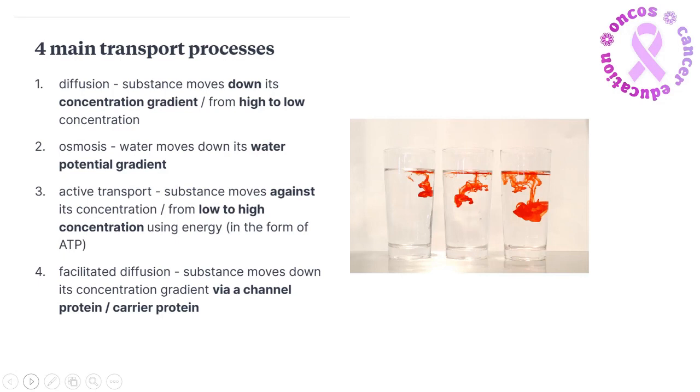But in molecular terms, we say the substance goes against its concentration gradient, from low to high concentration, using energy, because a ball wouldn't be able to go up a hill unless you give it rockets or something. And in cells, that energy is provided via ATP. Facilitated diffusion is when a substance moves down its concentration gradient via a channel protein or carrier protein. So facilitated diffusion is limited to cell membranes because channel proteins and carrier proteins are embedded proteins in a cell membrane, and I'll show you what they do and what they mean in just a second.